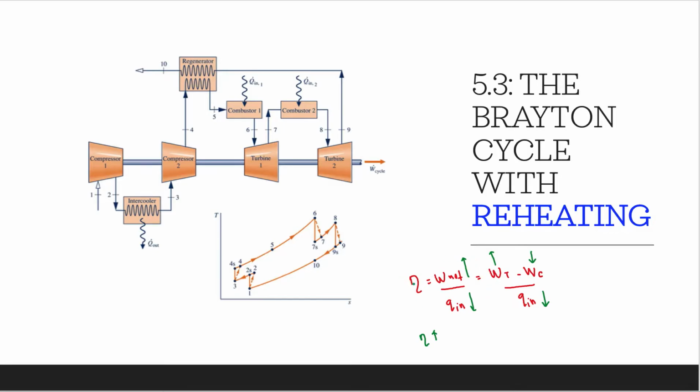And from this equation, we know that to increase the thermal efficiency, first thing first, we have to increase W net, and we must decrease Q in. So when we increase the W_T, or work of the turbine, automatically we will increase the thermal efficiency.